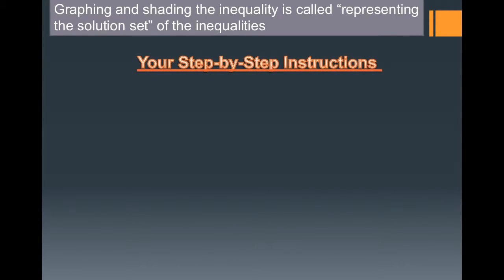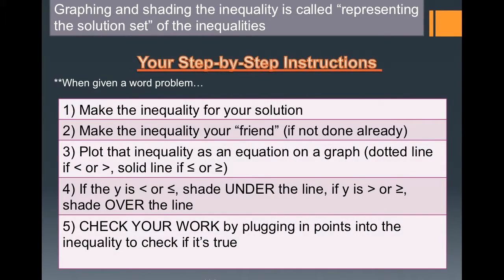So here are some step-by-step instructions when it comes to how to properly graph an inequality. Sometimes you'll be given a word problem, and sometimes I'll just give you the inequality. The first thing you do if you are given a word problem is make the inequality for your solution, but sometimes it's already given to you. Once you have this inequality, you need to make it into your friend. So isolate your y. Sometimes it will be done for you already, but if it's not, isolate your y, make it your friend.